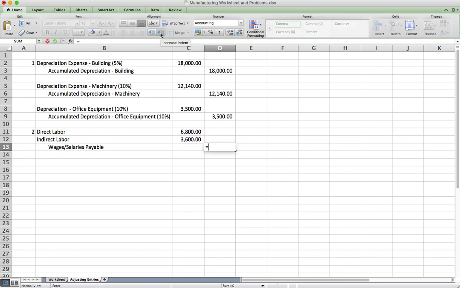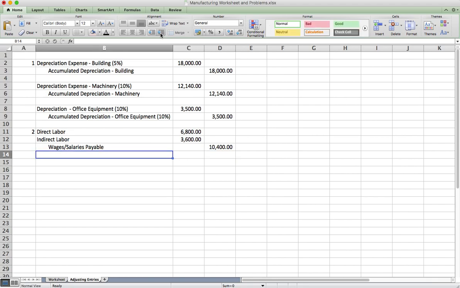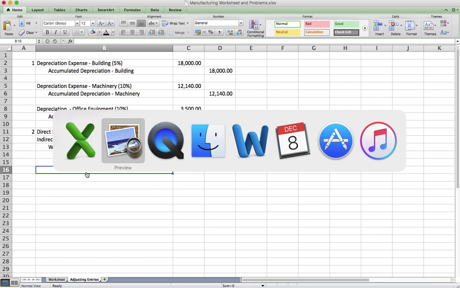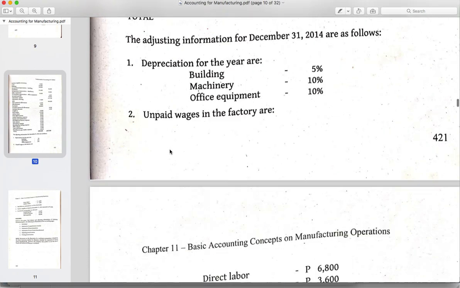Yan. Both are expense accounts because these are costs of production. Expense accounts, yan. And that would be closed to the cost of goods manufactured later. Okay? Next. Ano pa?